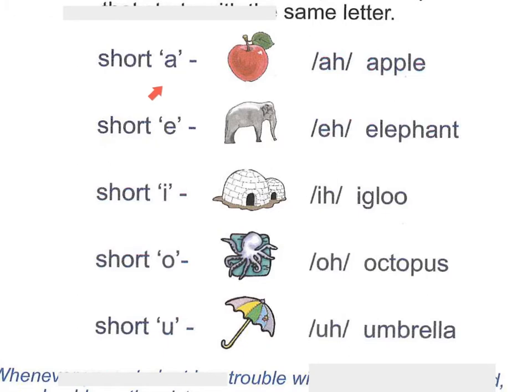Short A. Apple. Elephant. Igloo. Octopus. Umbrella.